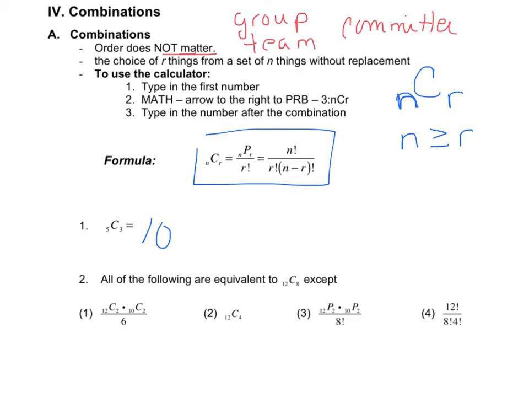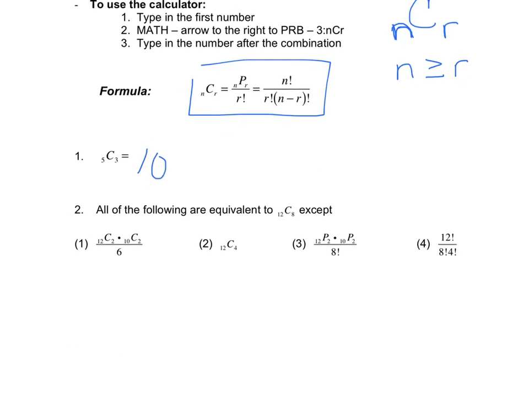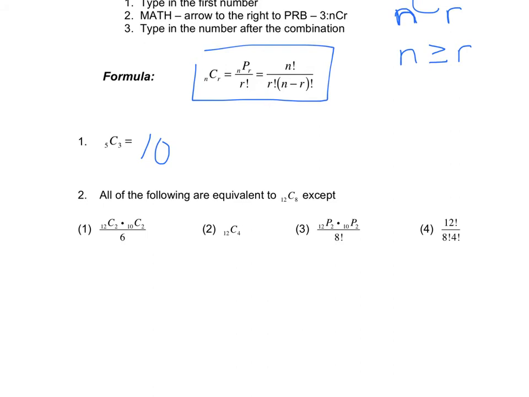All right, let's take a look at example number 2 here. Example number 2 says all of the following are equivalent to a combination of 12 things taken 8 at a time, except, all right, so we have to figure out which one doesn't equal that amount. Well, what we should do is find out what that equals. So we're going to clear our screen and we're going to go 12, math, scroll over to PRB, number 3, and then 8, enter, and you should have ended up with just what I ended up with, 495. So I want to know which one of the following does not equal 495.